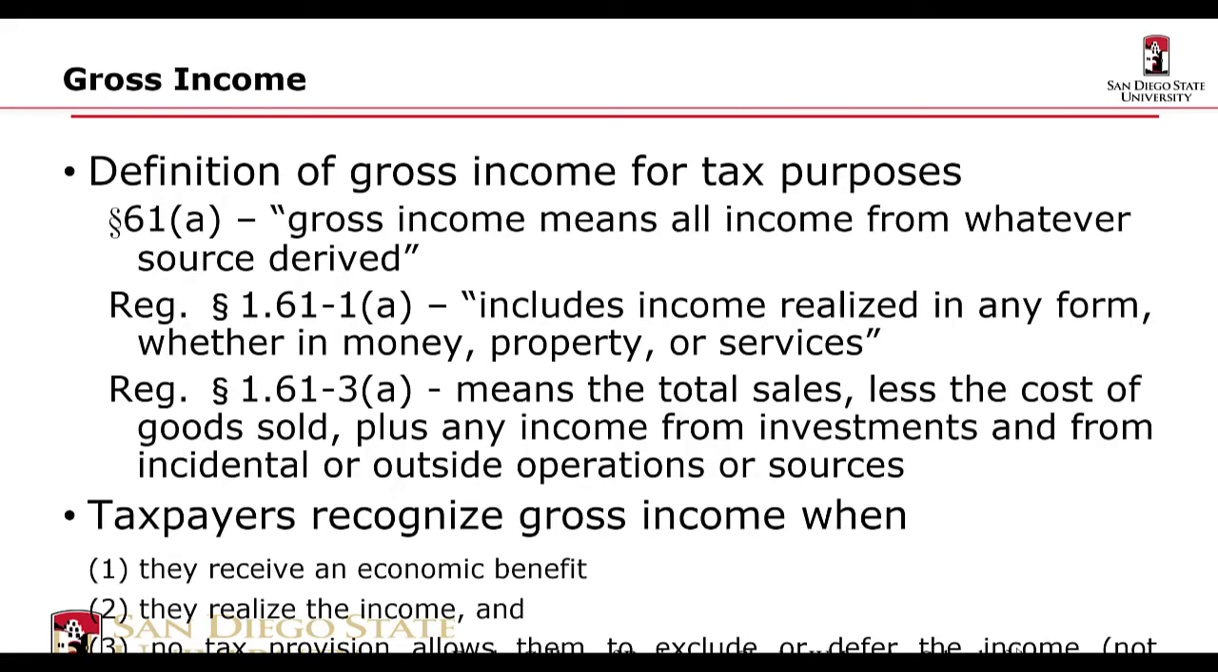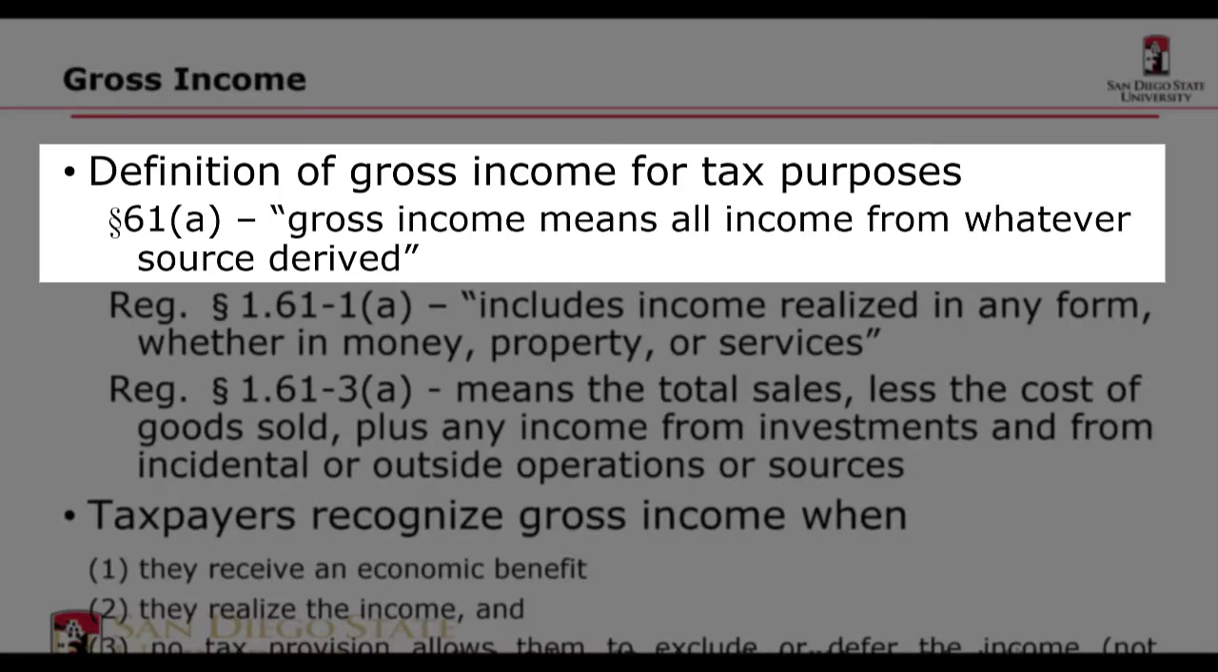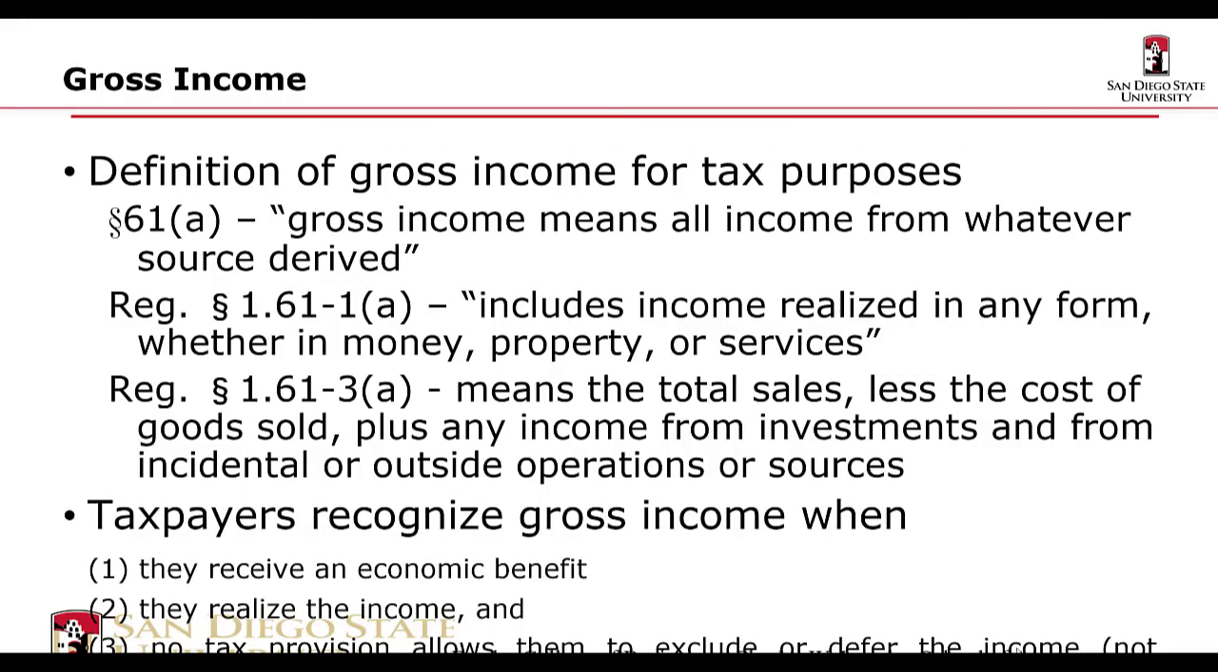So gross income for tax purposes is defined under Code Section 61. Gross income means all income from whatever source derived. The regulations go on to say that that includes income realized in any form: money, property, or services. And just as a mild quirk to the gross income definition, it does also include a deduction for cost of goods sold. I always find that interesting, but in fact, gross income is already reduced by cost of goods sold.